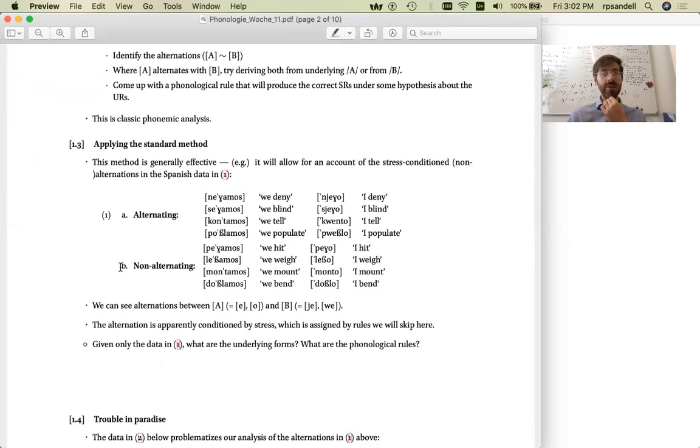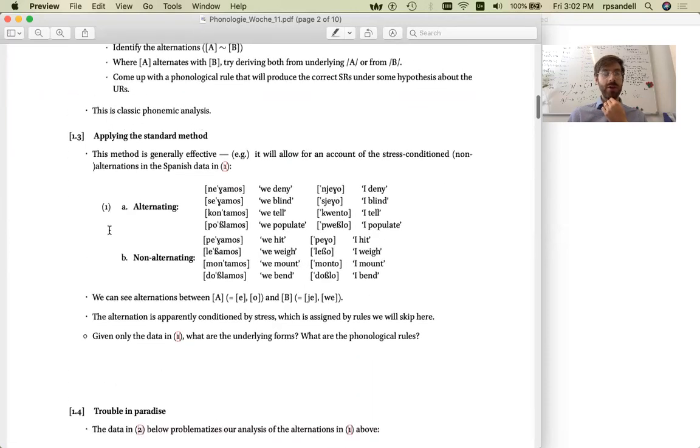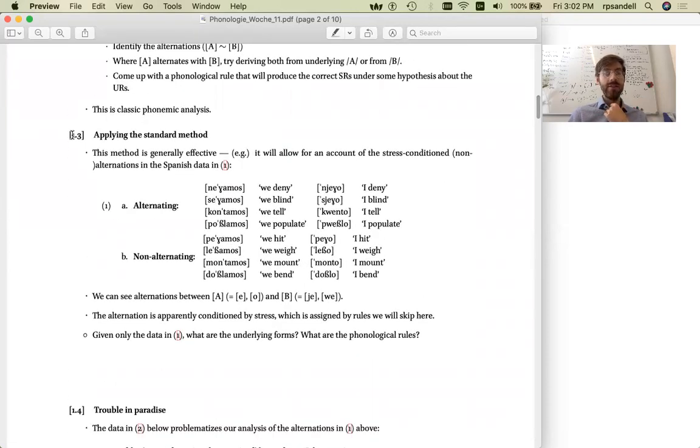So let's now see what happens if we try to apply these standard methods to some data in Spanish to try to account for stress-conditioned vowel alternations in Spanish. When we look at the first group here in example 1, we have vowels that alternate between a vowel and a sort of falling diphthong.